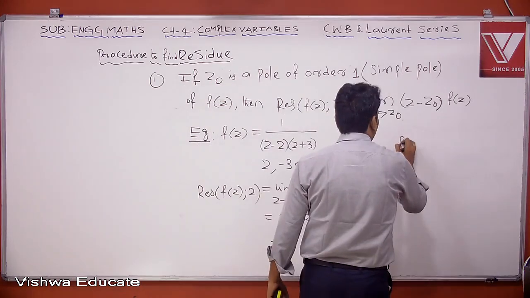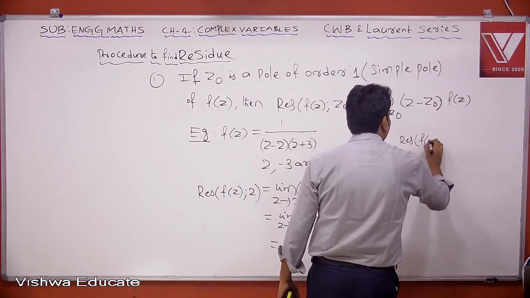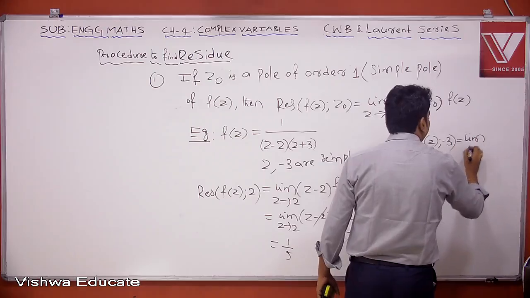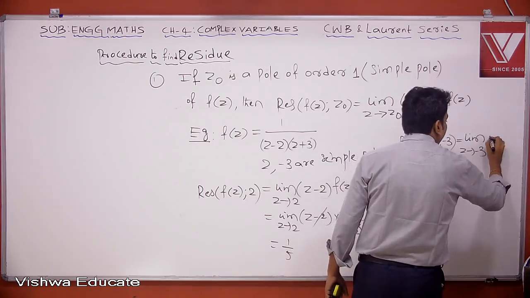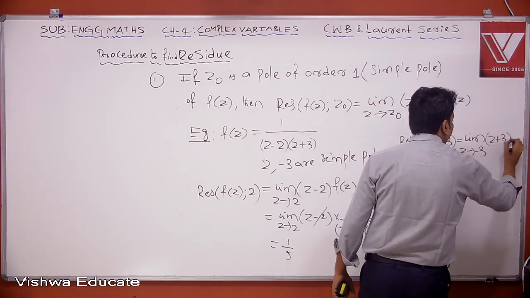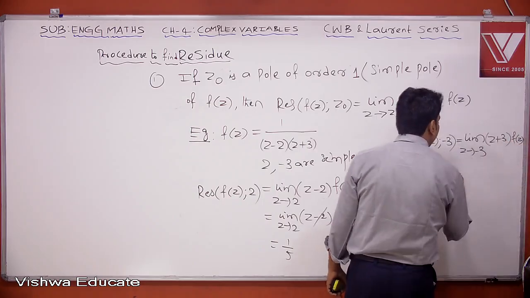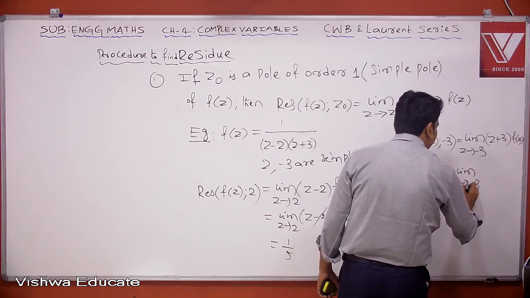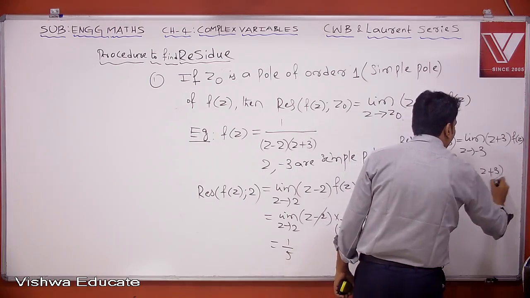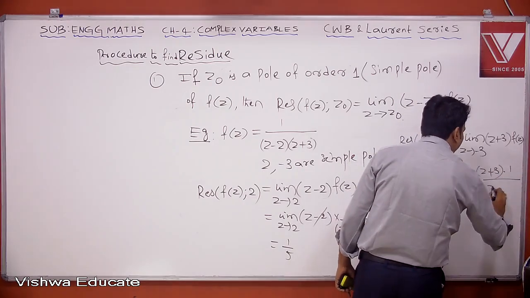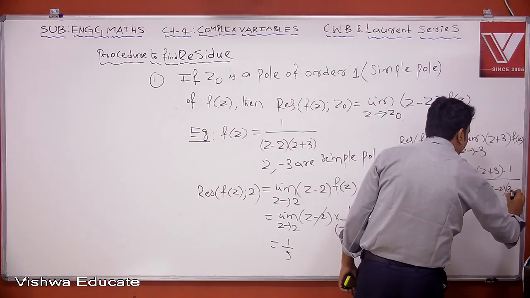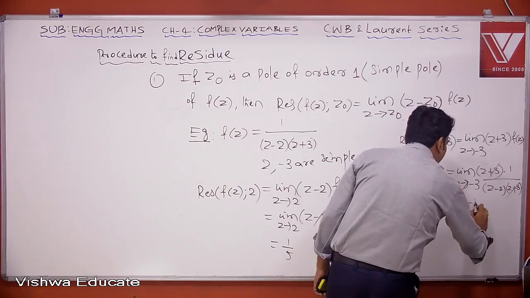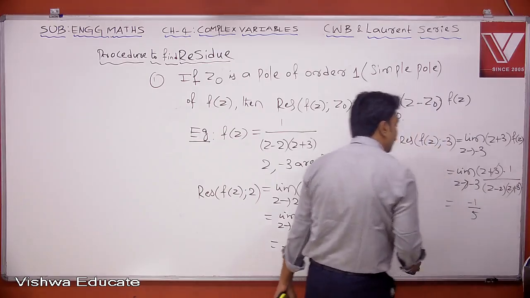Similarly, you can find the residue of this function at the pole minus 3. This is given by limit z tends to minus 3, z minus of minus 3, that is z plus 3 into f of z. So this is limit z tends to minus 3, z plus 3 into, what is f of z, 1 by z minus 2 into z plus 3. So this and this will be cancelled. Replace z by minus 3, you will get minus 1 by 5.